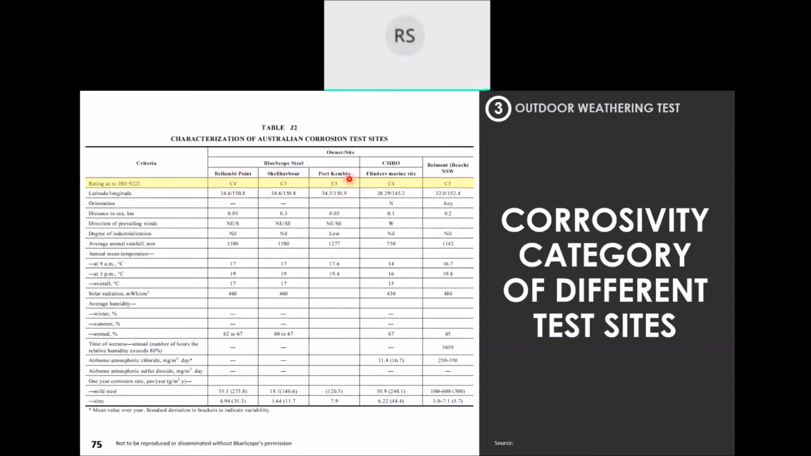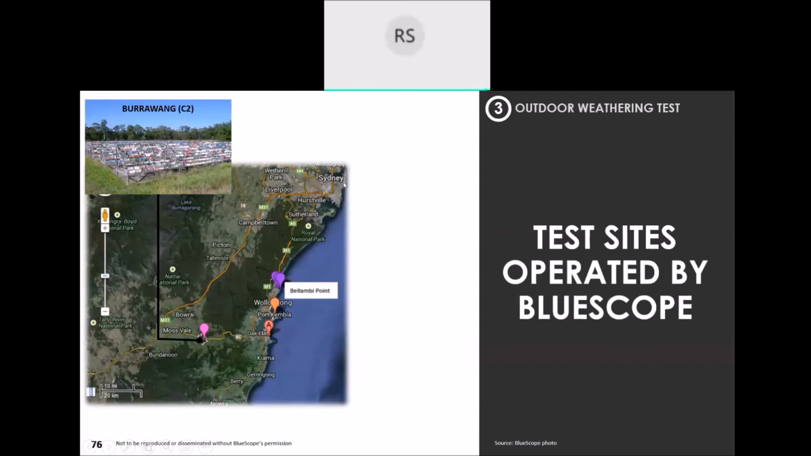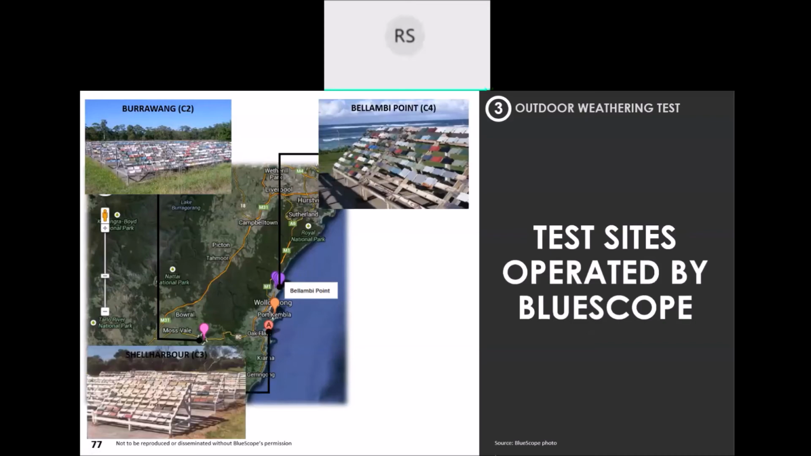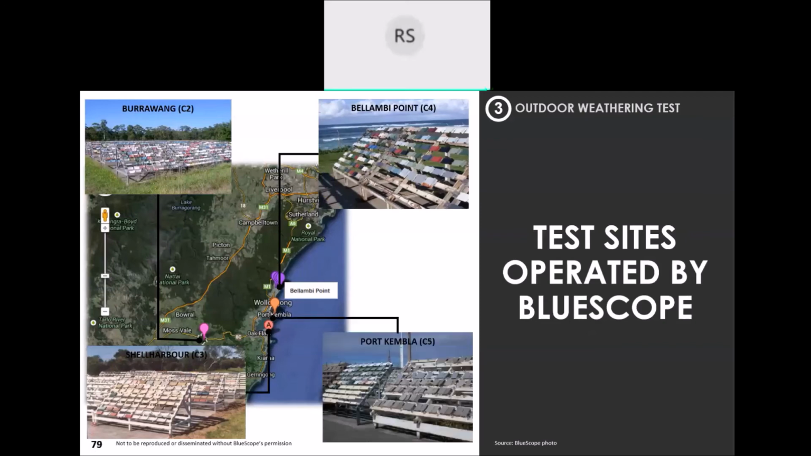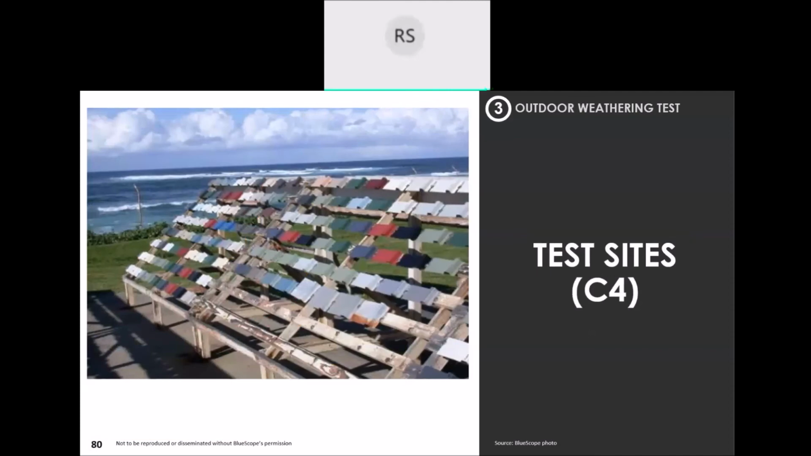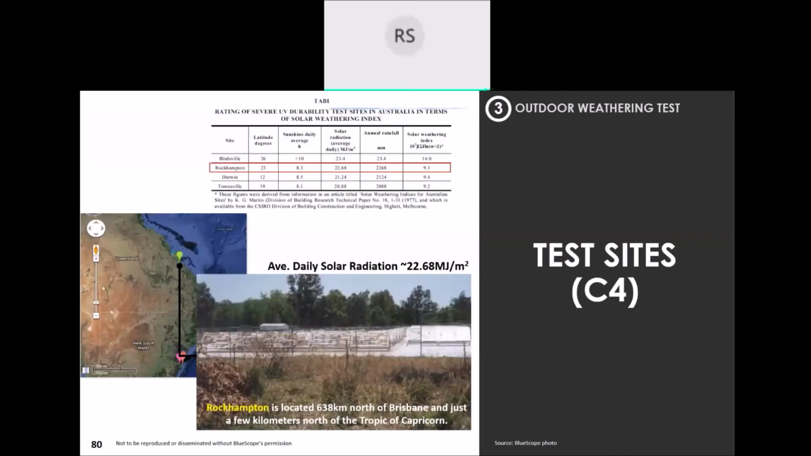For BlueScope, we actually maintain more than these 3 sites, but these 3 are the ones recorded in the standard. Bellamy Point, which is C4, Shell Harbour, which is C3, and then Port Kembla, which is C5, typically refers to a more industrial setting. Aside from those 3, we have Muriwai, which is a more rural, less corrosive area. C3, Shell Harbour. C4, Bellamy Point, and C5, Port Kembla. A C4 test site would be literally just next to the sea, where there is a prevailing strong sea breeze.